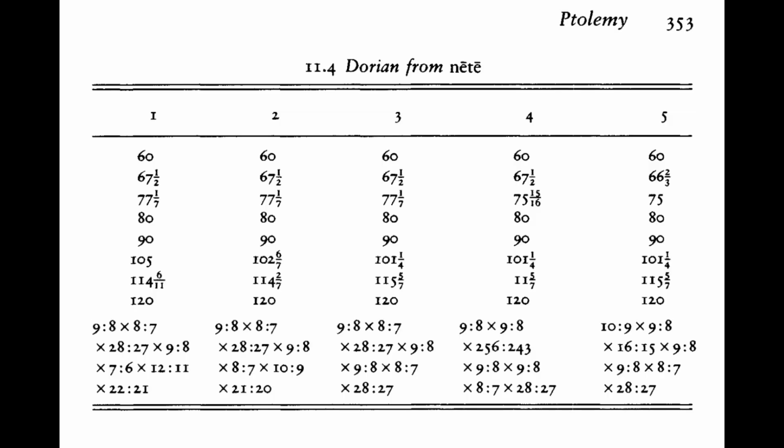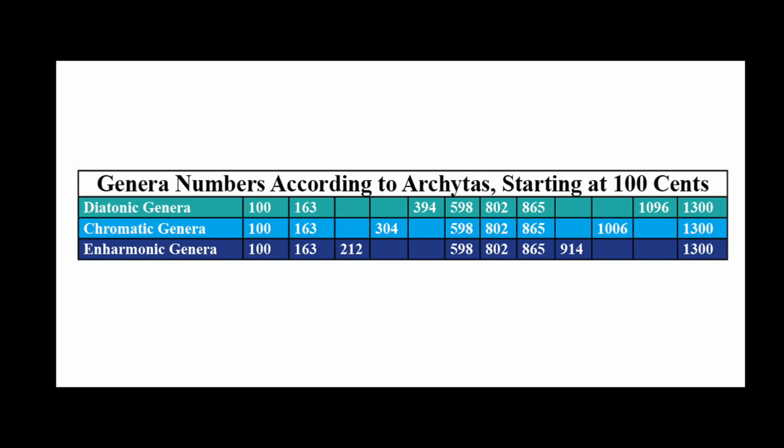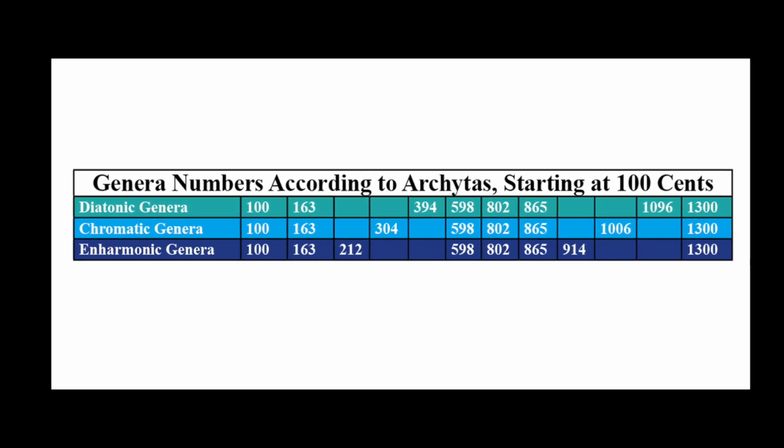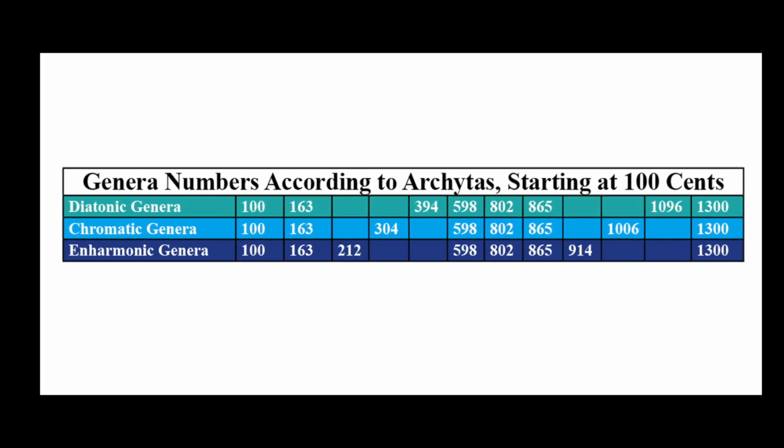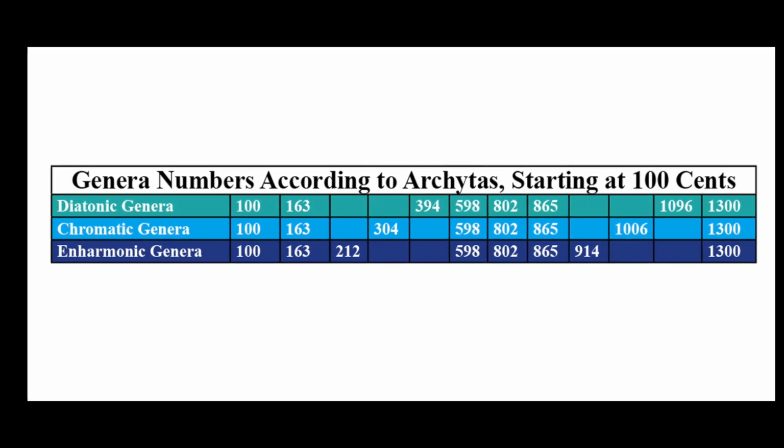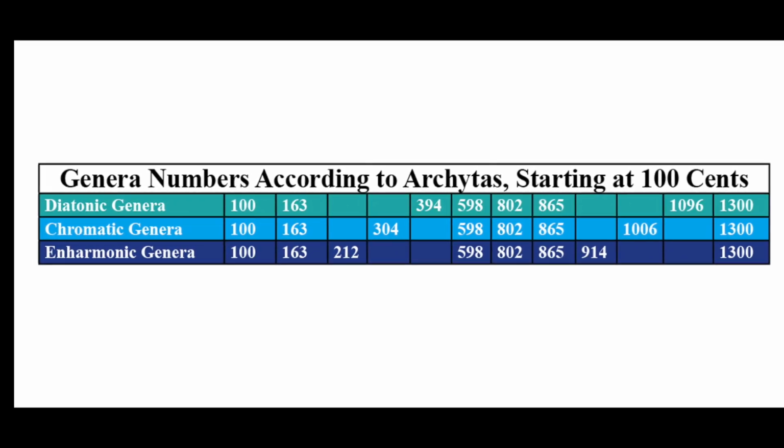Using these measurements, Archytas published 5 of each type of tonoi in his tables. Dorian, for example, has 5 different columns, and in each row, some of the notes are slightly raised or lowered for some of the types of Dorian. Archytas also created 3 tables for something called genera numbers. These are called chromatic, diatonic, and enharmonic.